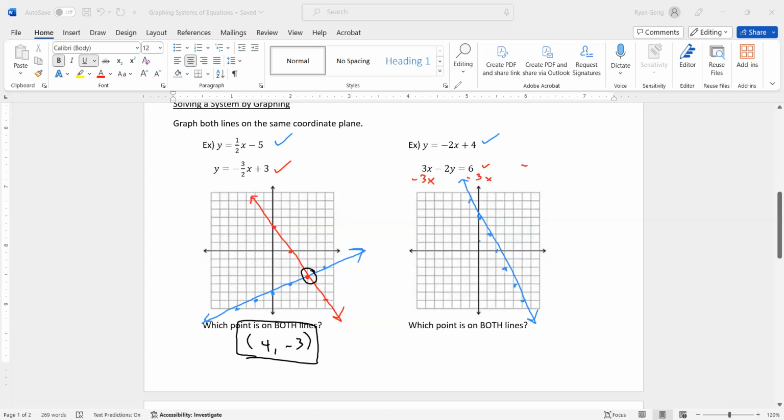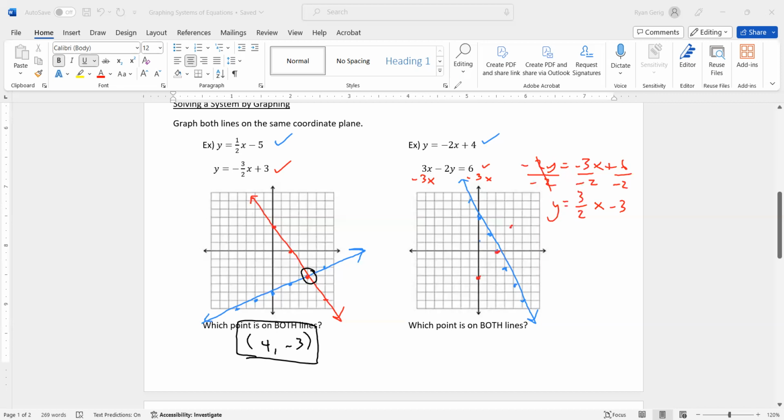So subtract 3x, I get -2y equals -3x + 6. We did this last unit a lot. You should be good with this. If not, this is more practice. Negative divided by negative is +3/2. 6 divided by -2 is -3. Okay. So -3, and then up 3, right 2.